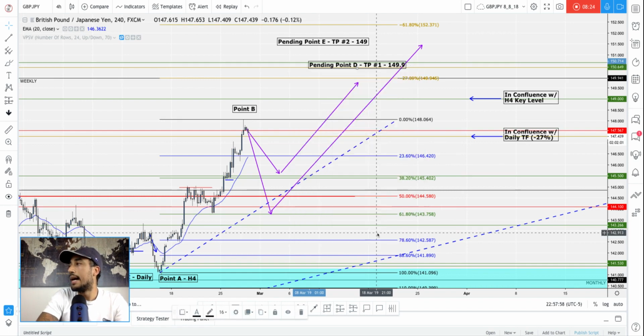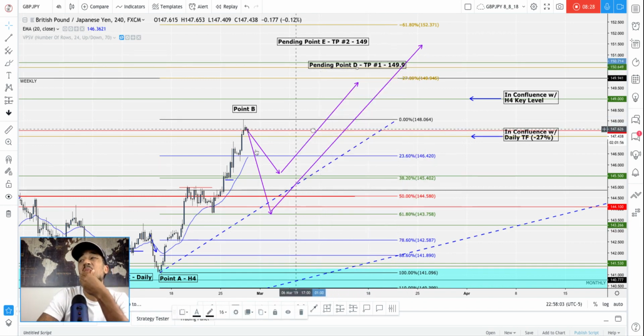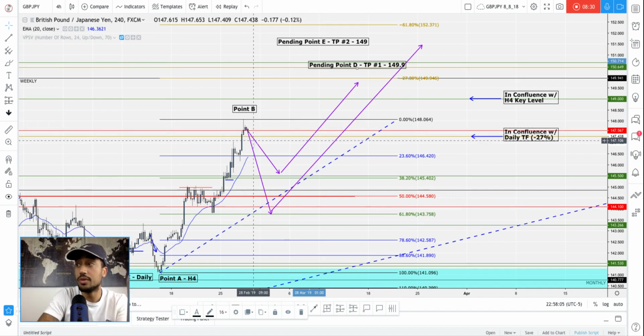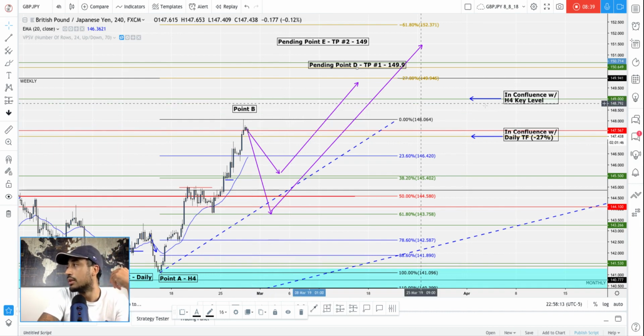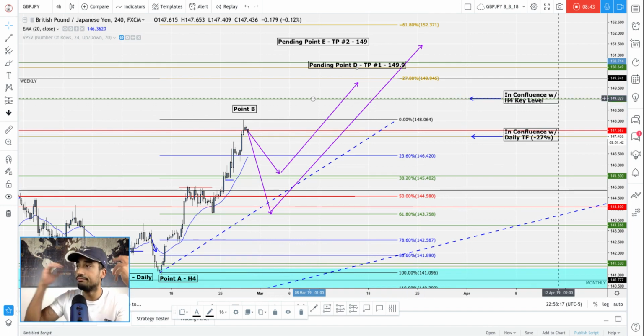So I'll be looking for the continuation to this point D, 149.9. If this doesn't pull down and continue its pull down, whatever, I'll just put a buy stop right above this again, and I'll catch another however many pips, probably even getting to the 149 flat level. That'll be my take profit for the continuation push, if that's what it decides to do when I'm sleeping.